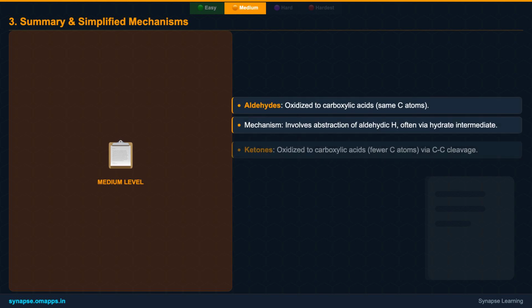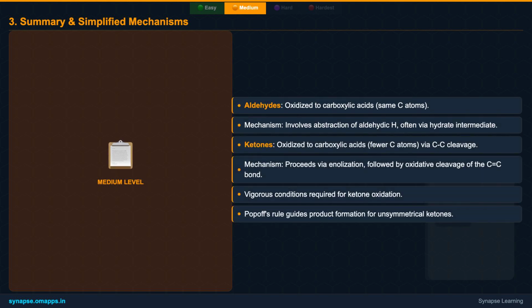So, to summarize, aldehydes, whether with mild or strong agents, give you carboxylic acids with the same number of carbon atoms. Ketones, on the other hand, only react with strong agents under vigorous conditions, yielding a mixture of carboxylic acids, each with a shorter carbon chain, and following Popoff's rule for unsymmetrical cases. The simplified mechanism involves the easy abstraction of the aldehydic hydrogen for aldehydes, often through a hydrate intermediate, while ketones typically go through an enol form before their carbon-carbon bonds are broken.